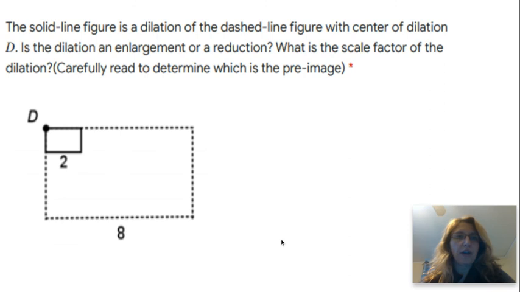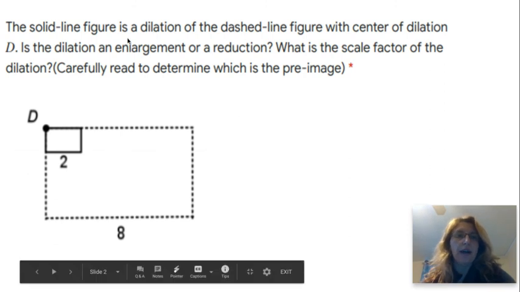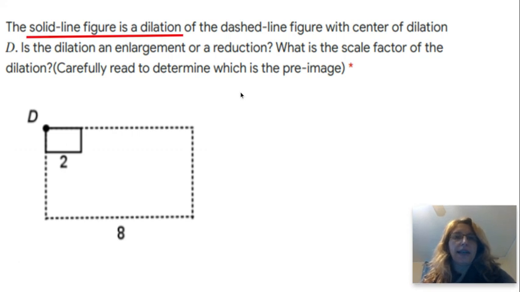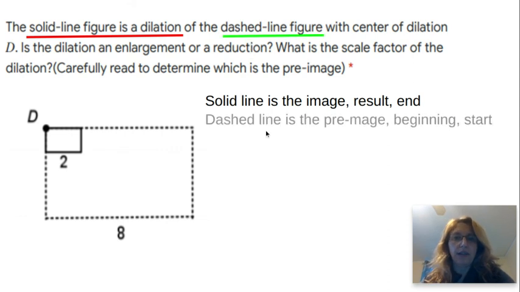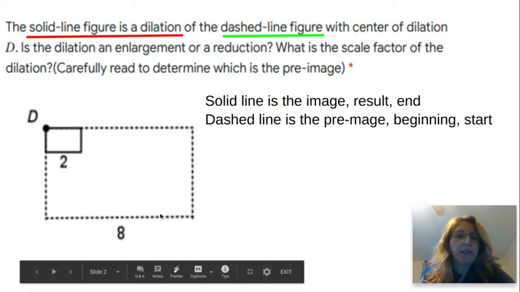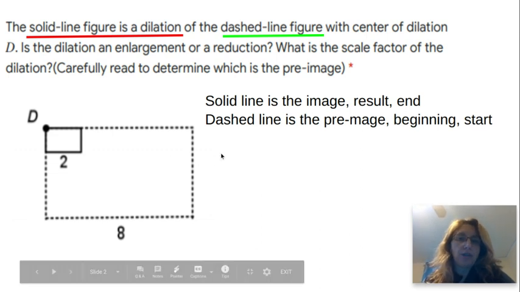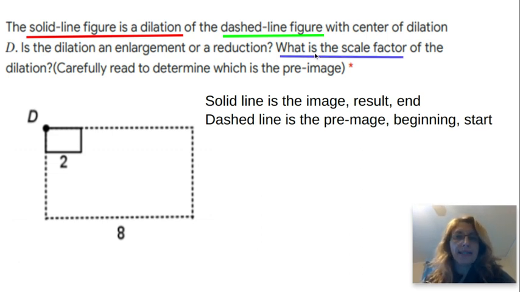Okay, moving on to the next problem for the other version of the quiz. Solid line is a dilation. Again, that means the solid line is your end result. Of the dashed line, that means that's where we started. The dashed line is the pre-image. Is the dilation enlargement or reduction? Well, let's look at it. We started at the dashed, ended up at the solid. That's obviously a reduction. What is the scale factor?